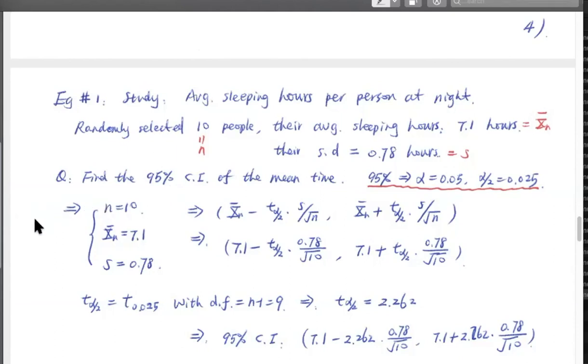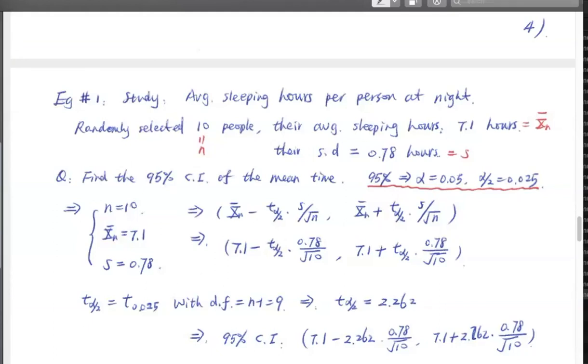Alpha is the probability of making mistakes. So in other words, if we have 95% confidence, then we are allowed to have a 5% chance of making mistakes, right? So that's the alpha. And so let's go back to the T table.